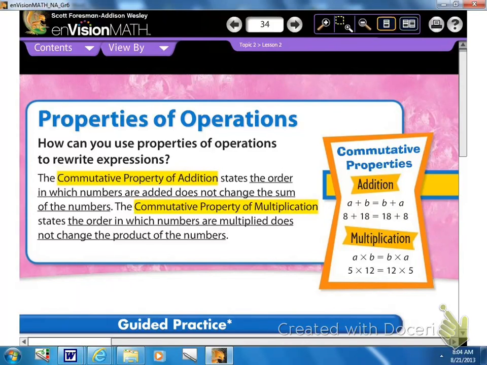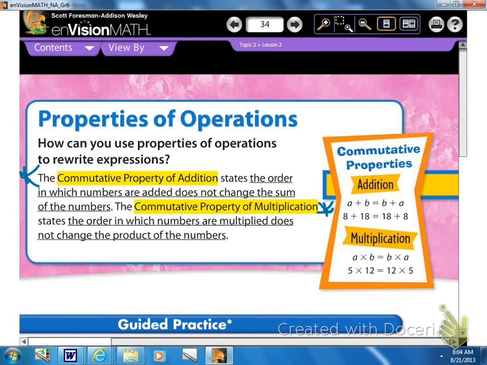The commutative property of addition states that the order in which the numbers are added does not change the sum. And the commutative property of multiplication states the order in which the numbers are multiplied does not change the product.